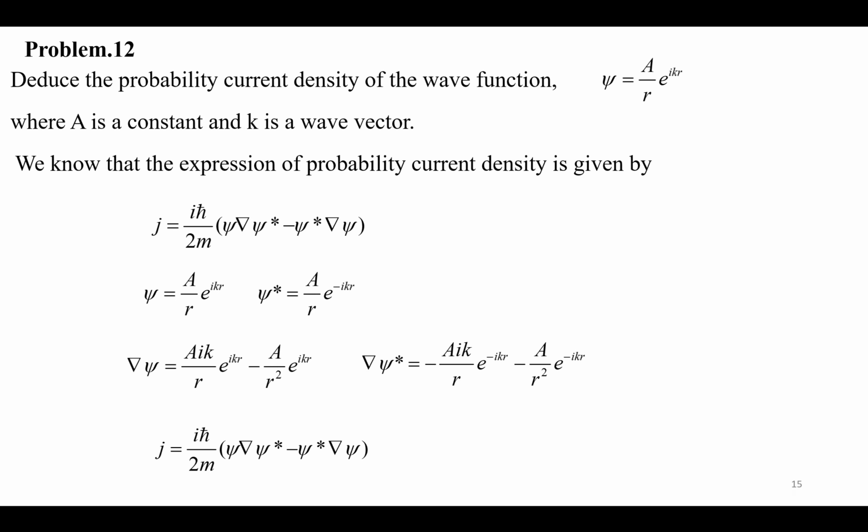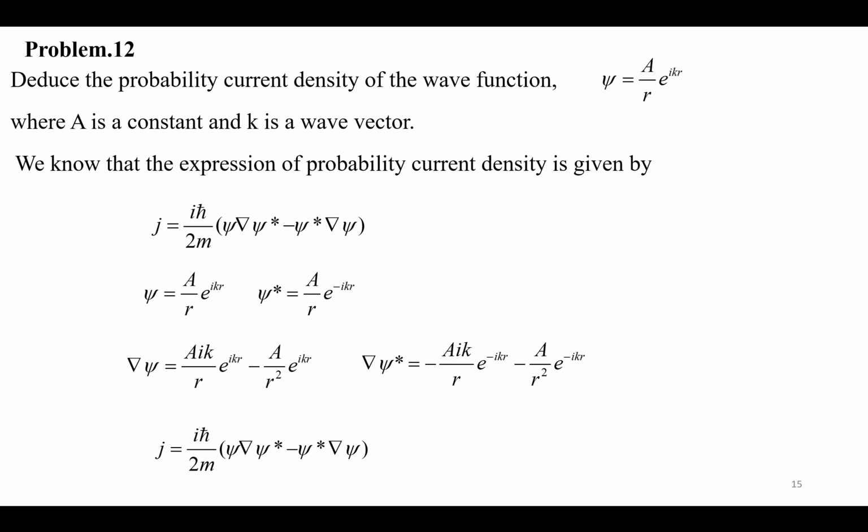So it is a spherical wave. The expression for the spherical wave is given as psi equals A divided by r, e power ikr, where A is the normalization constant. So e power ikr by r is a spherical wave, and here A is the constant, the normalization constant of course, and k is the wave vector.